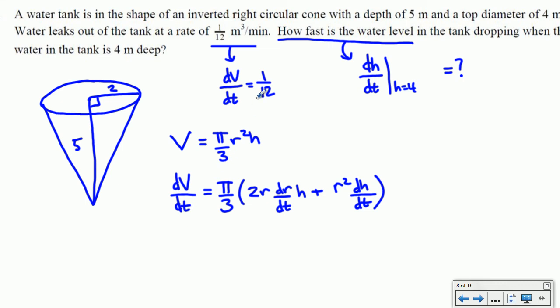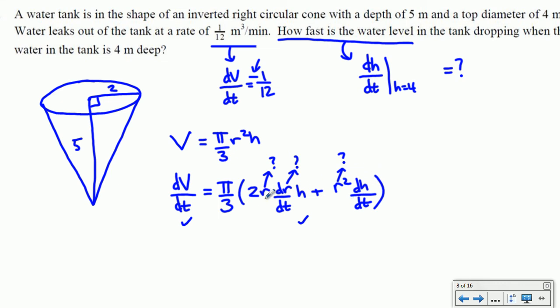So at this point we have 1/12, and by the way, if it's leaking out, we could specify that it's leaving with a negative. Okay, so dV/dt we have, great. Pi over 3, so we've got constants. We don't know what the radius is when the height is 4, so that's something we need to figure out. We don't know what dr/dt is at this point either. We know h, that's great. Again, we need r. And dh/dt is what we're trying to find out. So we need a little more information.